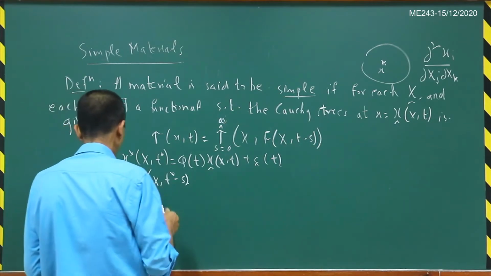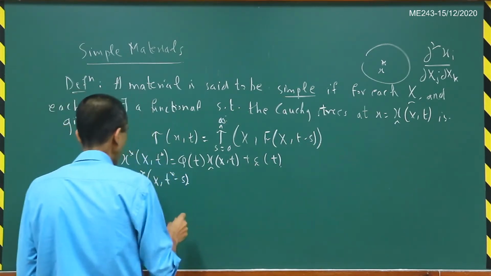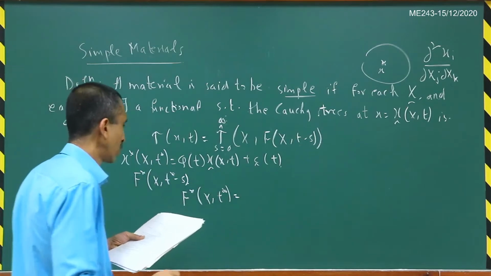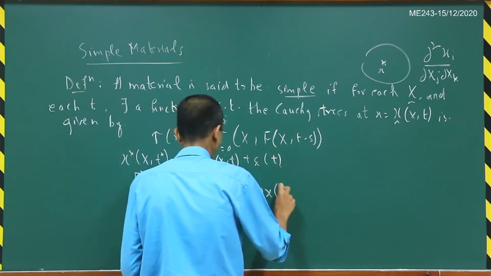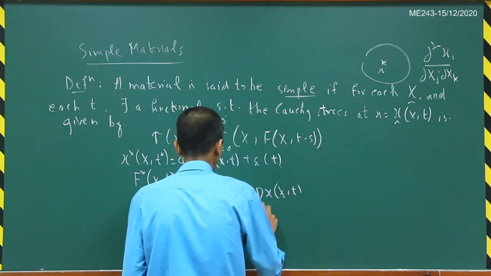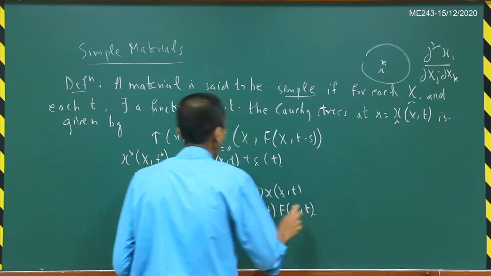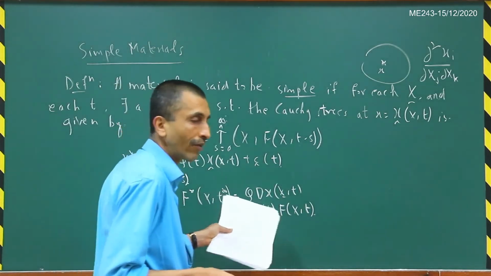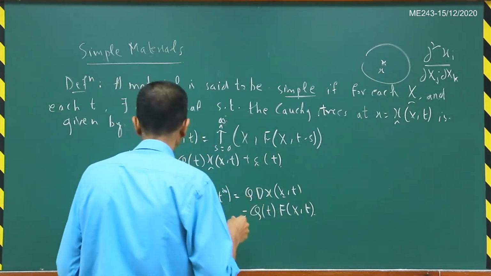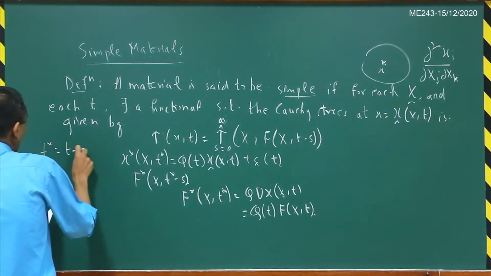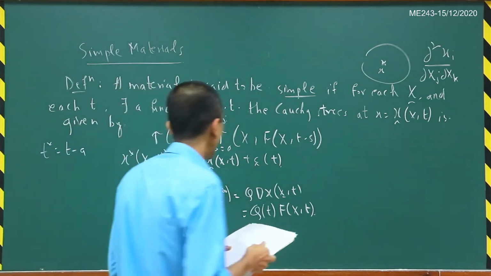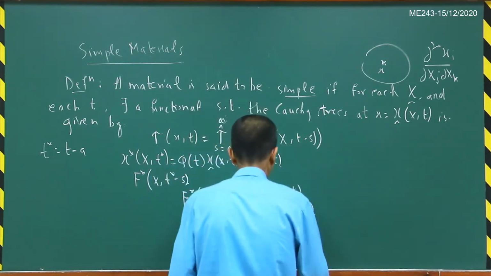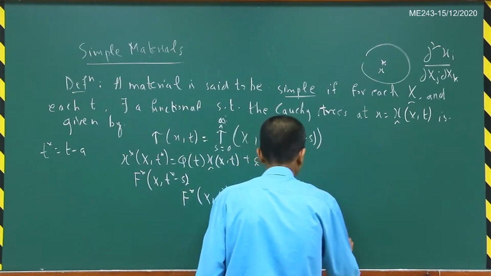So in order to evaluate this particular quantity, first let us look at F star of x comma t star. This is equal to Q times del chi of x comma t, and so that is equal to Q of t times F of x comma t. So this relation we have already seen, right? This is just something that we have derived earlier. Now if I take t star equal to t minus a, right? The clocks, we discussed, are set differently. So this is equal to Q of t star plus a times F of x comma t star plus a.